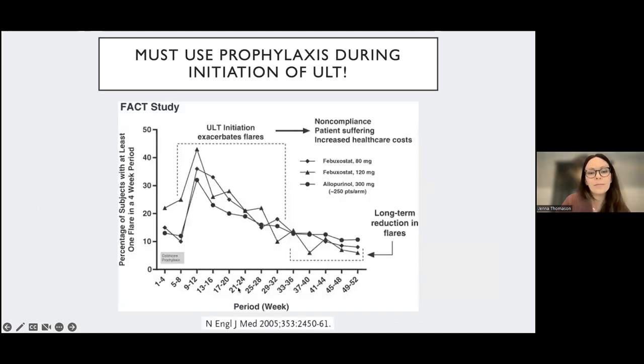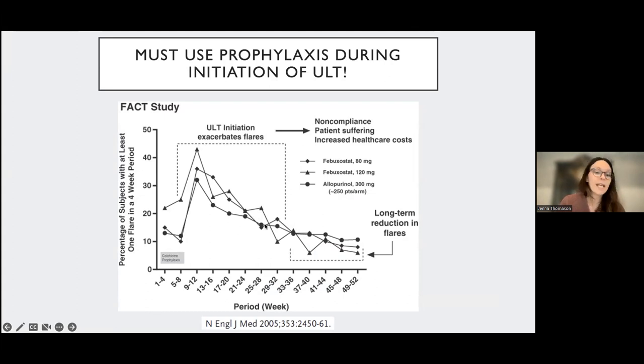This is just quickly, a study that looked at flares in patients that were initiating uric acid lowering therapy. So here on the bottom axis is the period of weeks, and over here is the percentage of patients that flared. These lines represent, and it doesn't really matter which one is which because they're all following the same pattern, different doses of febuxostat versus 300 milligrams of allopurinol. And you can see that here in the first 36 weeks, these patients flared so much. 40% of them were flaring at this point.